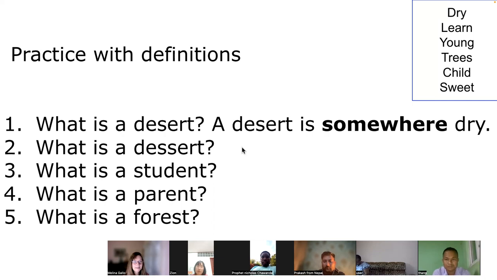The second one, what is a dessert? Now, this is very tricky because the word desert and dessert are almost the same, but dessert has two S's and it's stressed on the second syllable. So we say dessert, dessert, whereas number one is desert, desert. Okay, so who can tell me, using an indefinite pronoun, what is a dessert? And you can use these words up here.